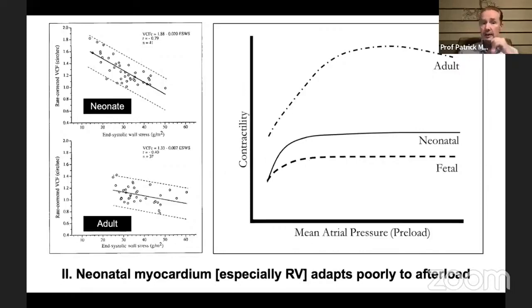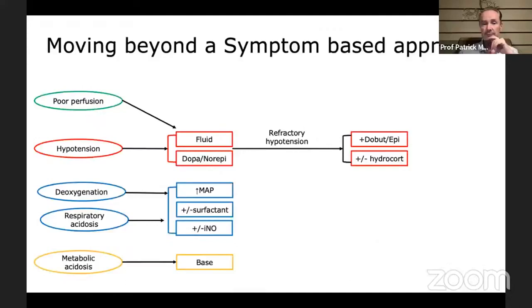More important than the effect of preload is the effect of afterload. Afterload is what you do when you go to the gym. If you bench press or if you squat, you put a load on the muscle. If you look at the two graphs, on the x-axis is wall stress, on the y-axis is contractility. The slope of the line for the newborn is much steeper, basically meaning that increases in afterload lead to a much more significant reduction in contractility in the immature heart.